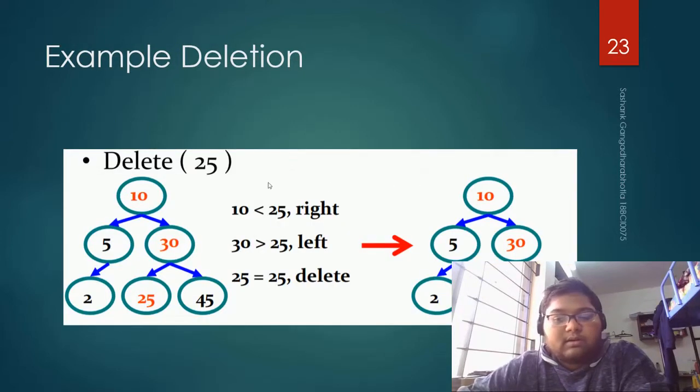So let's look at this example to understand better. Delete 25. So 10 is less than 25. As we know in the search, it goes to the right. 30 is greater than 25, it will go to the left. 25 is equal to 25. We found the element, it will be deleted. So the corresponding next figure will not have the 25 element. But as said before, the tree will be unbalanced. But in this case, it is already unbalanced. So I hope you understand that.